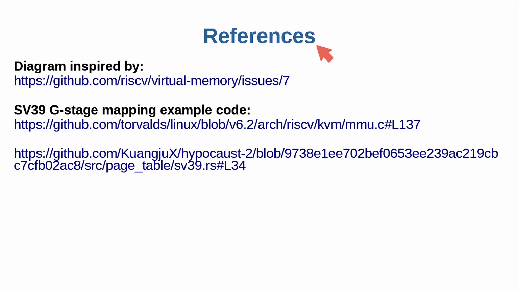For the references, you may refer to a more extensive diagram in the issue inside the GitHub here. And you can also take a look at how the G-stage mapping is done in the sample code inside the Linux kernel or in the Hypervisor tool, which is a type 1 hypervisor.